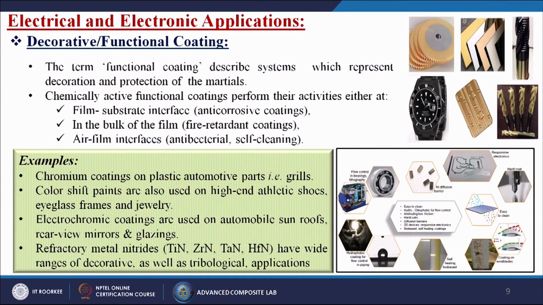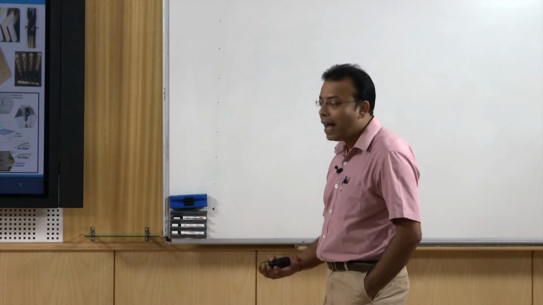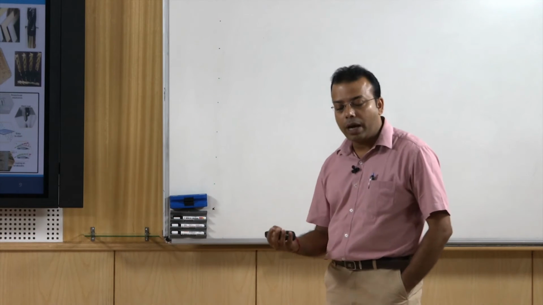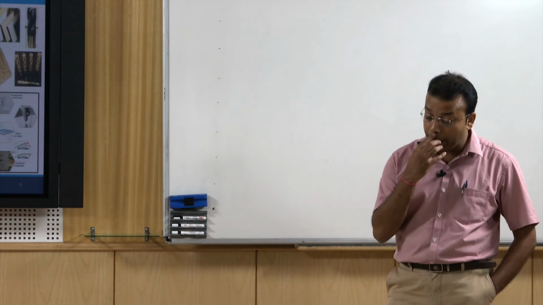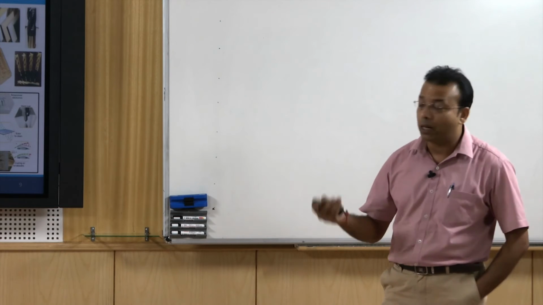So the term functional coatings describes systems which represent decorations and protections of the materials. Chemically active functional coatings perform their activities either at the film substrate interface, anti-corrosive coatings, in the bulk of the film, fire retardant coatings, or the air film interface, antibacterial and self cleaning. So here these all are the applications for antibacterial applications, anti-corrosion applications, then fire retardant materials. For getting these properties we can do this kind of coatings.